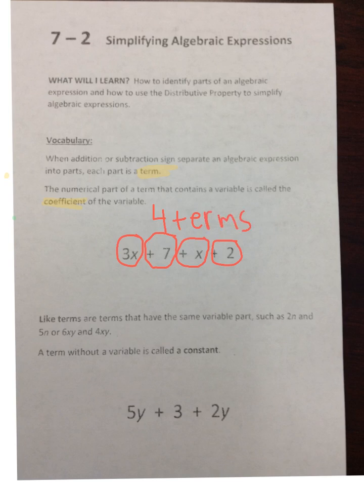The numerical part of the term that contains a variable is called the coefficient. So in this one, 3 is an obvious coefficient. And actually there is another coefficient. 3 is the coefficient on that one. And also remember, if there is a variable with no number in front of it, it has a coefficient of 1. So the coefficient for this term is 1.